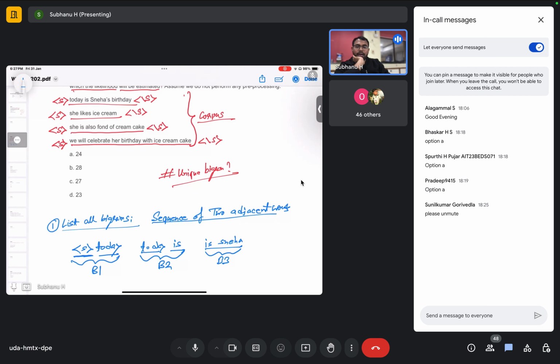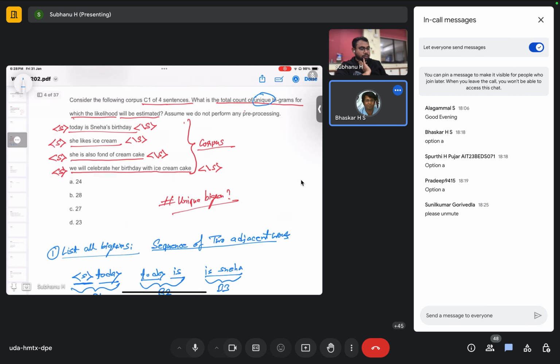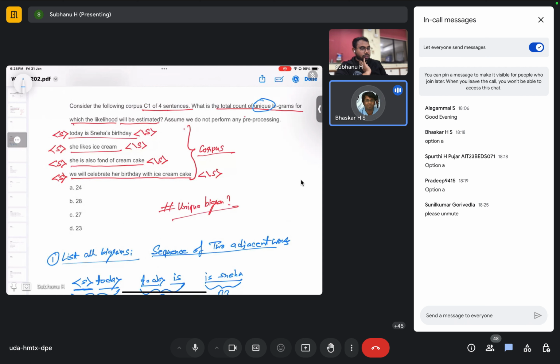Yes, you have to add the sentence beginning and sentence end characters. We have not done any preprocessing, but we have to add these beginning and ending characters.